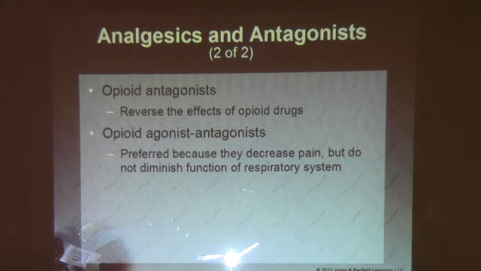Opioid agonist-antagonists have both agonistic and antagonistic properties. They're often preferred because they can decrease pain but not diminish the function of the respiratory system or lead to dependence or addiction.